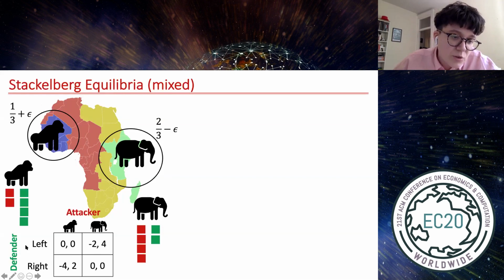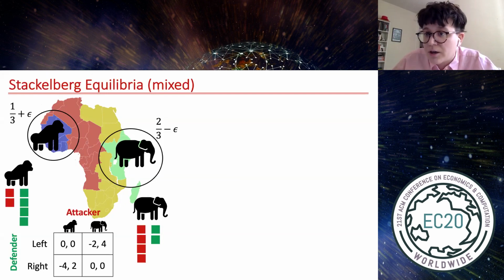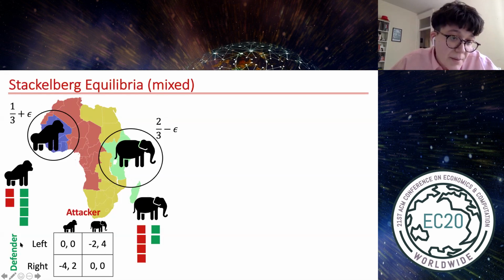Okay? And observe that if you were protecting the gorillas and the attacker tries to attack the gorillas, because you are protecting them, you get no problem, so utility of 0, and the attacker does not get any utility because they cannot gain anything. We are protecting the gorillas. And similarly is the case when the defender is protecting the elephants, and the attacker decides to attack the elephants.